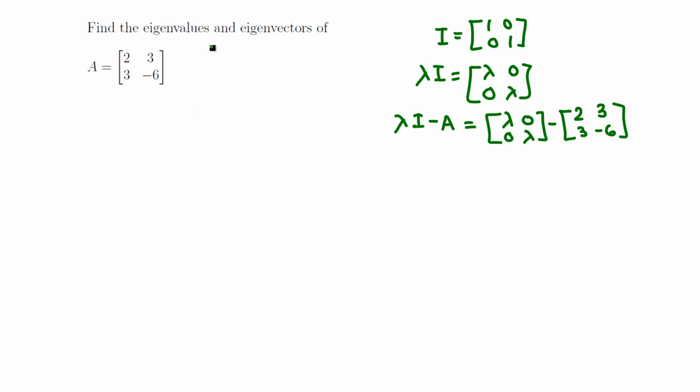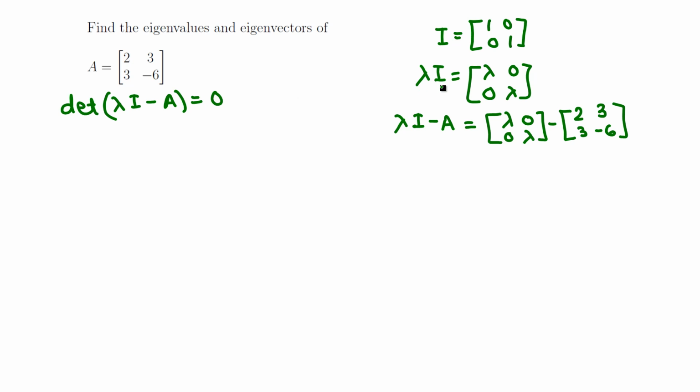Find the eigenvalues and eigenvectors of this matrix. So we solve the following polynomial equation. We find the determinant of lambda I minus A, or A minus lambda I, same thing. So the determinant of lambda I minus A equals 0, where I is the 2 by 2 identity matrix, 1 0 0 1.